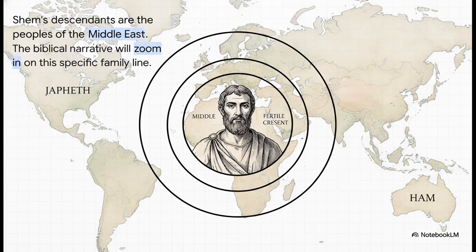And last but not least, we have Shem. Now, his part of the list might look pretty simple at first glance, but don't let that fool you. This is the family line that the rest of the Bible is going to zoom in on big time. Shem's descendants are the peoples of the Middle East, really the heart of the entire biblical world.